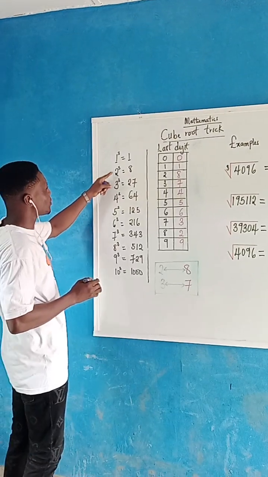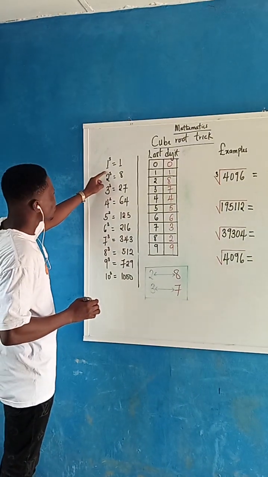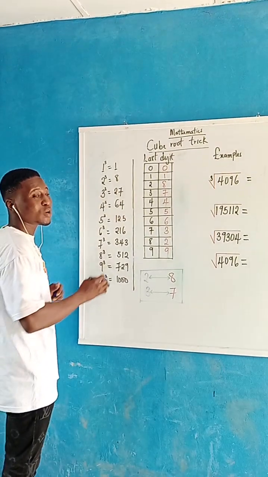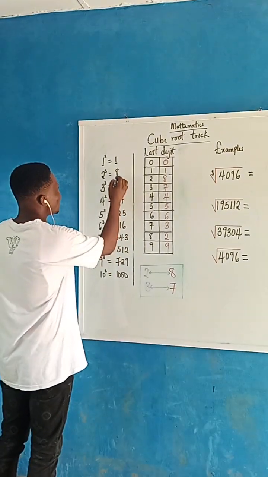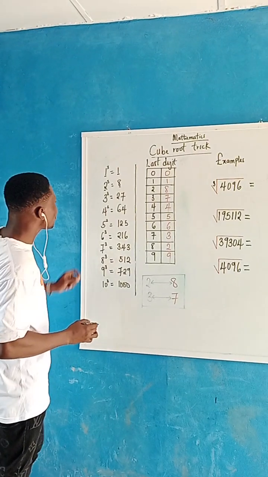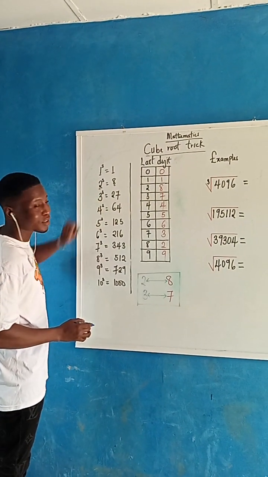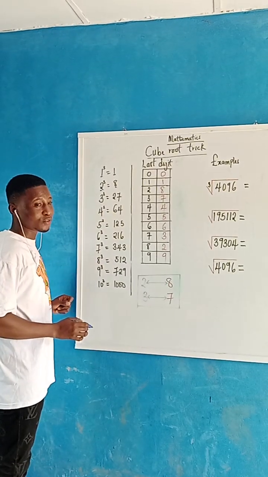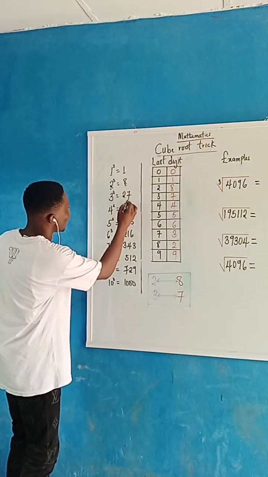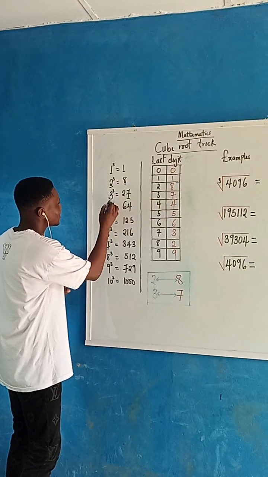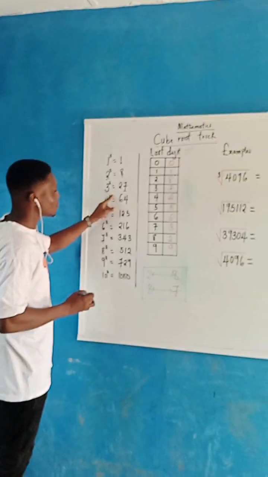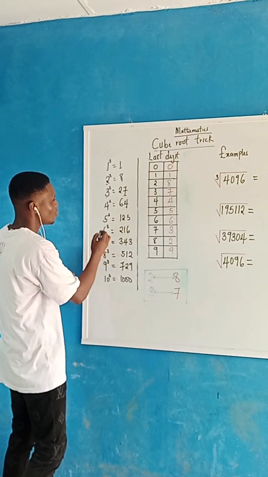So let us look at 2 raised to power 3. 2 raised to power 3 will give us 8, meaning 2 times 2 times 2 will give us 8. So which means that whenever the last digit of that number is 8, we can find it at 2. Now let us look at 3 raised to power 3, which gives 27. So which means that whenever the last digit of the number is 7, we can find it at 3 as well. Now let us look at 4, 4 raised to power 3. Whenever the last digit of the number is 4, we can find it at 4.